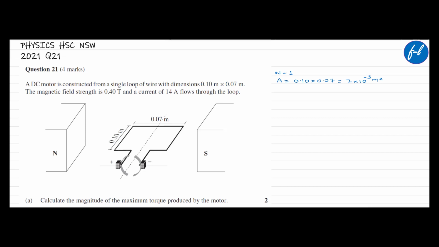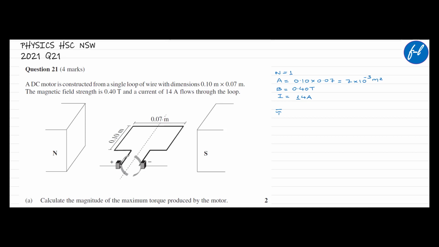And B, magnetic field intensity, is given as 0.40 Tesla and a current of 14 ampere. So a DC current of 14 ampere flows through the loop. So part A of the question. Part B we'll see a bit later. Calculate the magnitude of the maximum torque produced by the motor. So for that we need to know the formula of the torque.